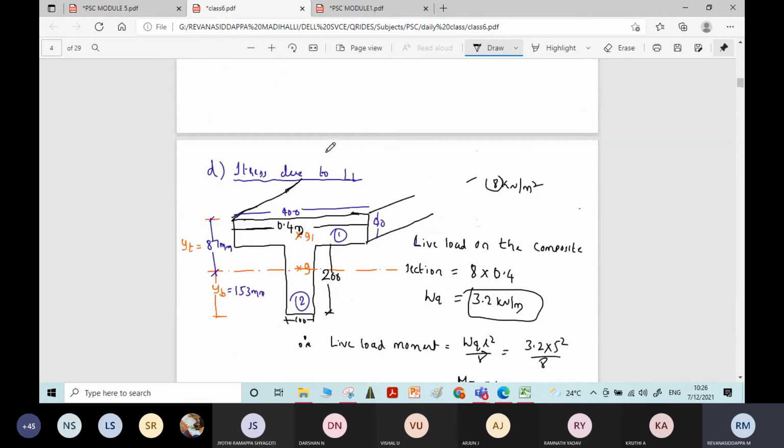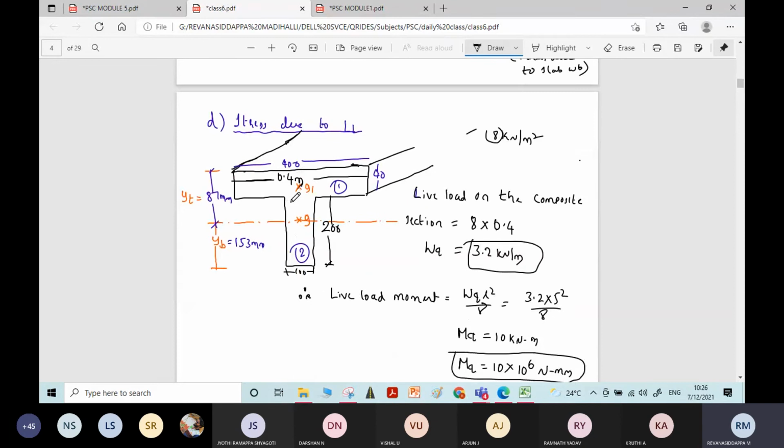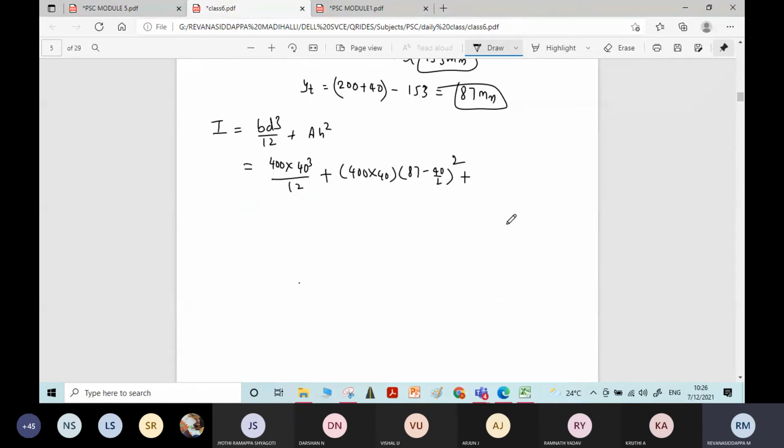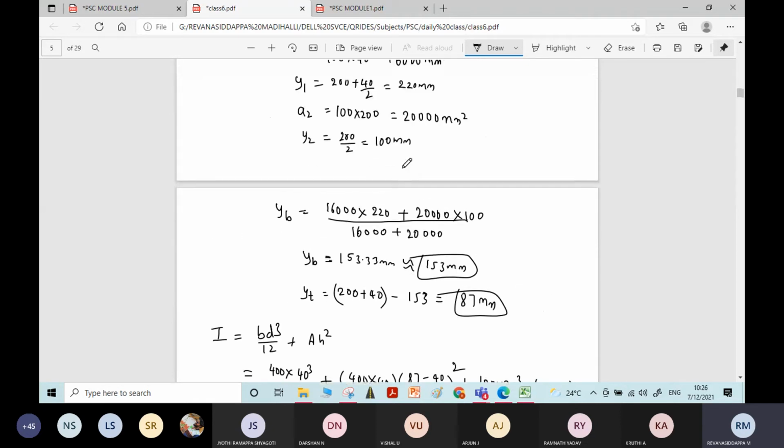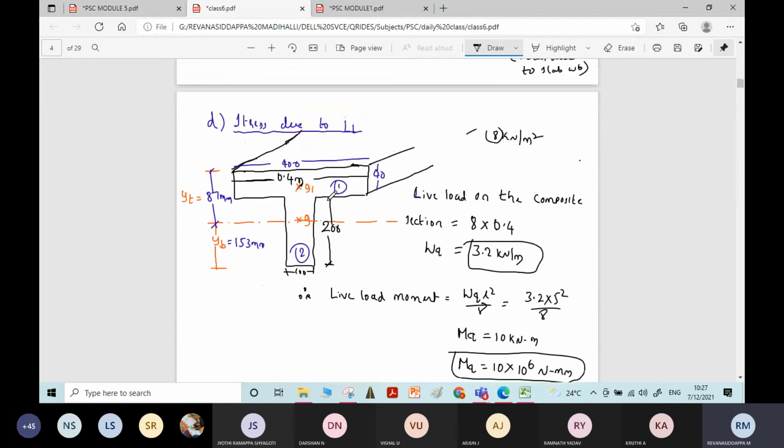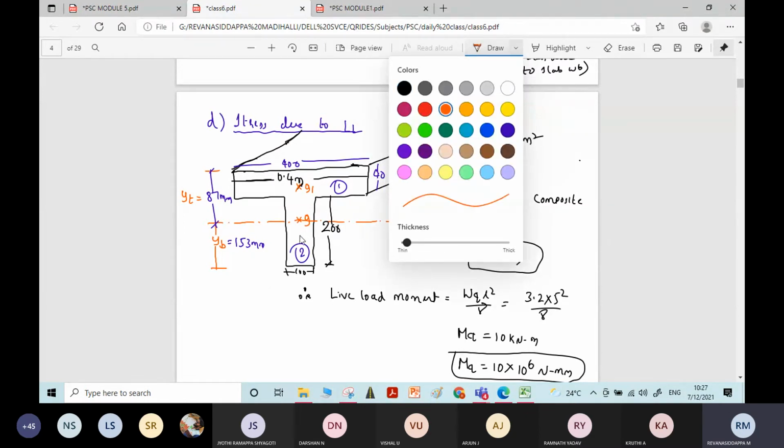Next go to rectangle 2. BD cube by 12, B is 100, D is 200. 100 into 200 cube divided by 12 plus AH square, 100 into 200 into H square. H means distance between centroid of rectangle 2 and centroid of whole figure. Okay. G2.